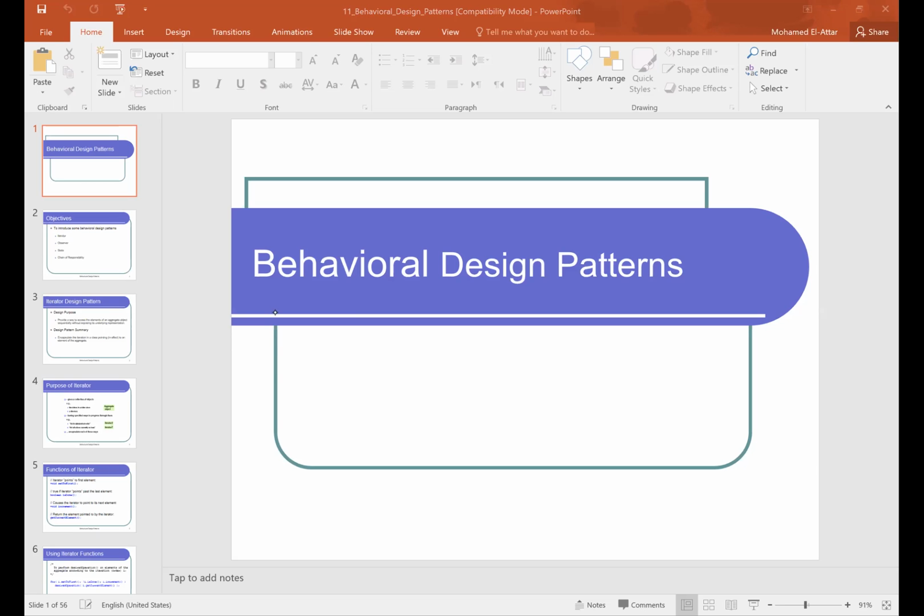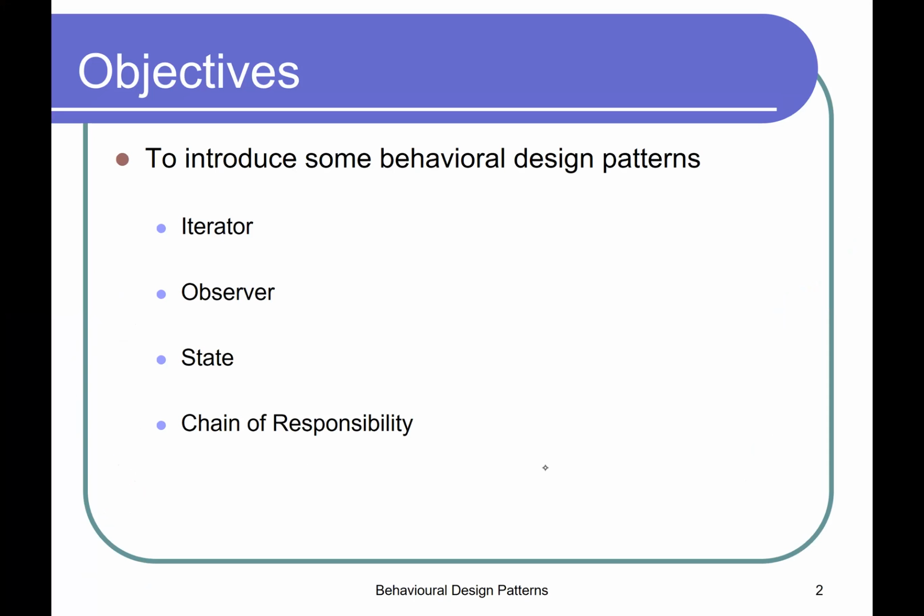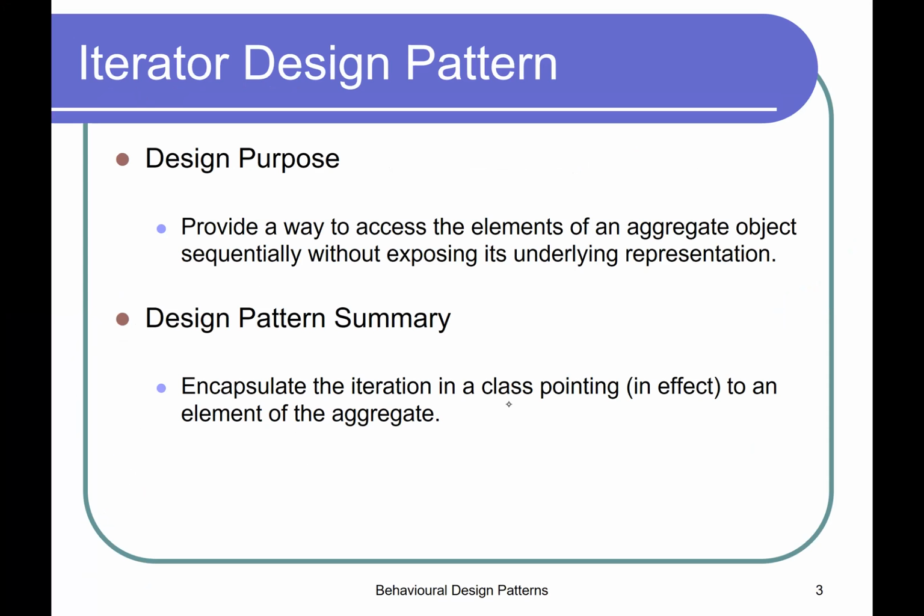All right, so in the behavioral design patterns, we are going to be covering 4 design patterns: the iterator, observer, state, and chain of responsibility. Very, very interesting design patterns, very, very important ones. We'll begin with the iterator. The purpose of it is to provide a way to access the elements of an aggregate object sequentially without exposing its underlying representation. Am I missing something here?